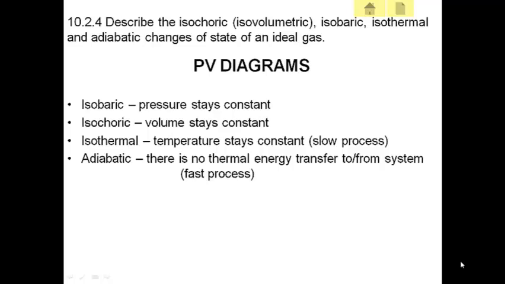Isobaric means a constant pressure. Isochoric or isovolumetric means constant volume. Isothermal means that the temperature stays a constant, which means that it's going to be a fairly slow process. Adiabatic means that it happens so quickly that there is no time for the thermal energy to go into or out of the system.